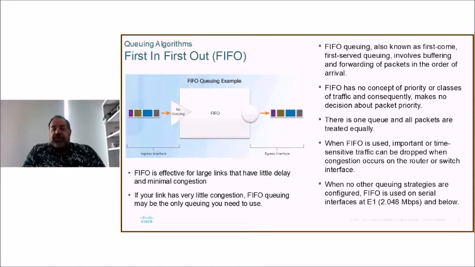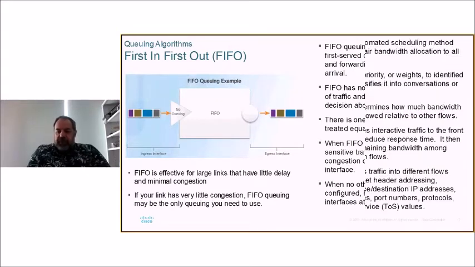It's also known as first come, first served queuing. It involves buffering and forwarding of packets in the order they arrive. There's no concept of priority or classes of traffic, and consequently it makes no decision about packet priority. There is one queue and all packets are treated equally. If FIFO is used, important and time-sensitive traffic can be dropped when congestion occurs on the router or switch interface. With no other queuing strategies configured, FIFO is used on serial interfaces 2 megabits and below, sorry.